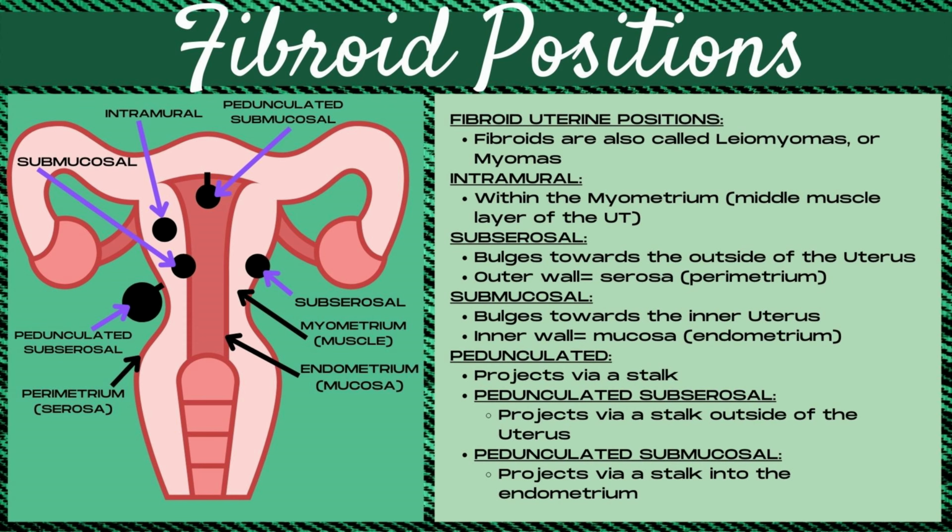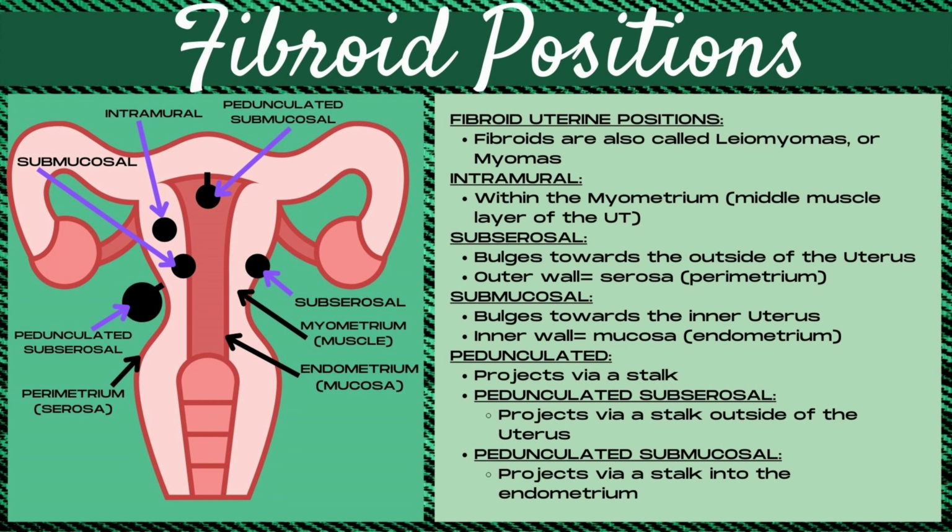The next type of fibroid is a subserosal fibroid, and this means that the fibroid bulges towards the outside of the uterus. And remember that outer layer of the uterus is known as the serosa, or also the perimetrium. Submucosal is the next type of fibroid, and this is a fibroid that bulges towards the inner part of the uterus. And that inner layer of the uterus is known as the mucosa, or also the endometrium.